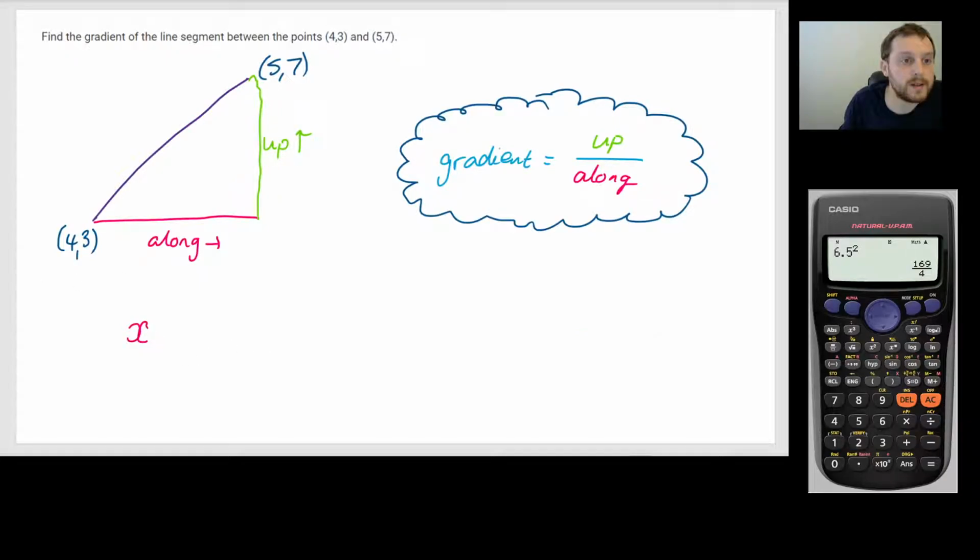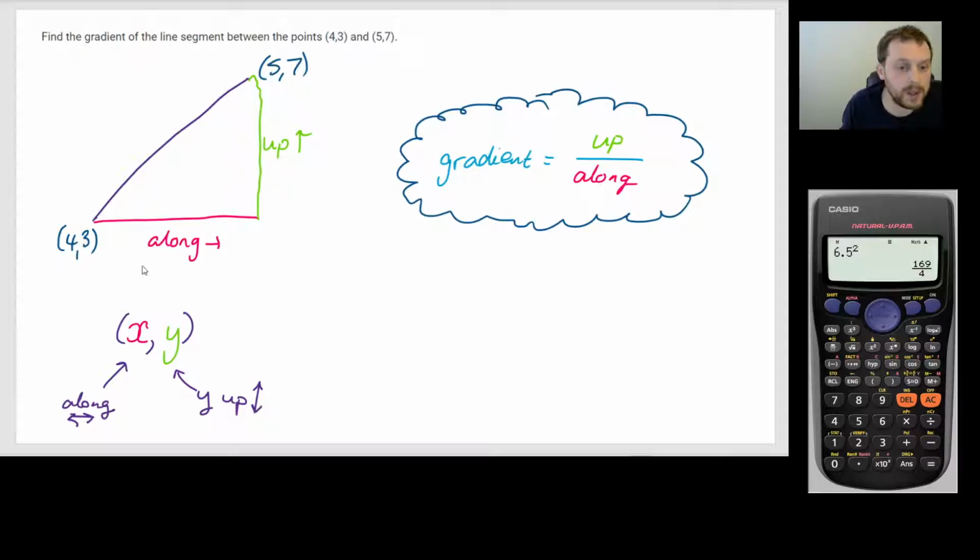X, Y. So basically, X is the along, and the Y is the up and down, basically. So for the along, you're just looking at the 4 and the 5. Okay, you're just looking at the x coordinates.